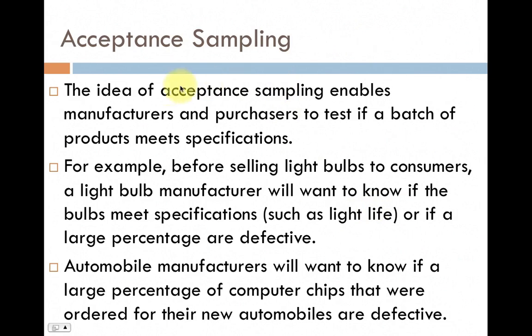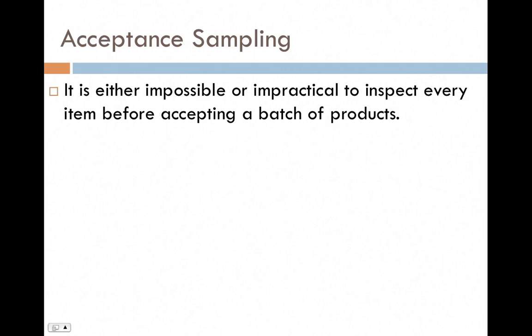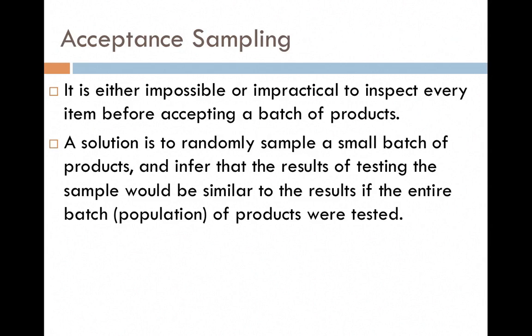So that's why it's called acceptance sampling, because it involves finding a sample of the population and testing that sample, because it's just not possible to test the entire population. It's either impossible or impractical to inspect every item before accepting a batch of products. A solution is to randomly sample a small batch of products and infer that the results of testing the sample would be similar to the results if the entire batch of products were tested.